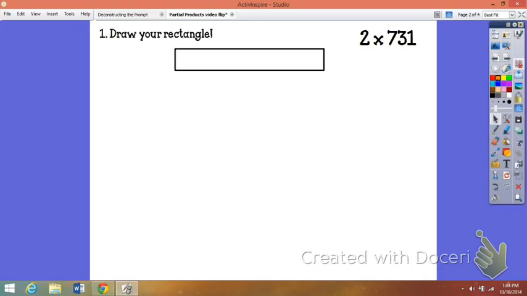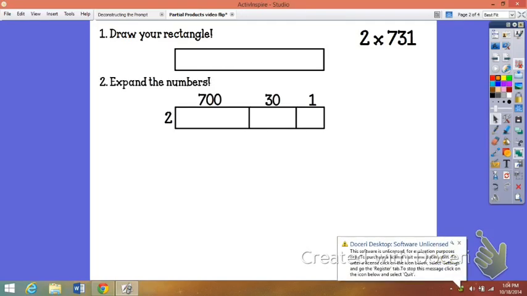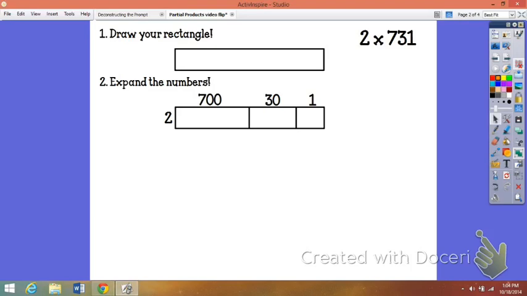So step number 1 is to draw your rectangle. And once your rectangle is drawn, you're going to move right along to step number 2, which is to expand the numbers. One tip I show my students is put the smaller number on the smaller side and the longer number on the longer side. Once they've expanded out our numbers and drawn a rectangle, the problem is set up. So steps number 3 and 4 are actually solving the problem.